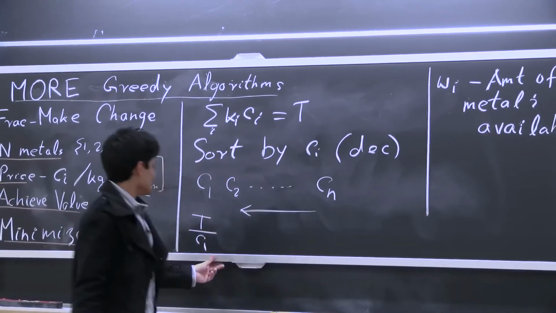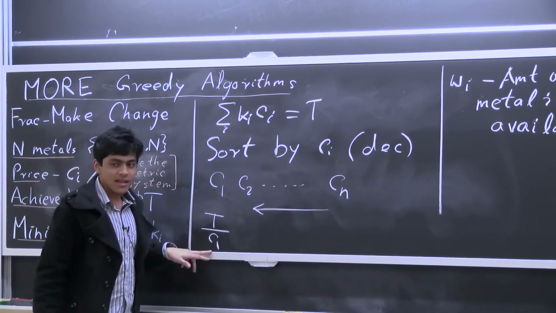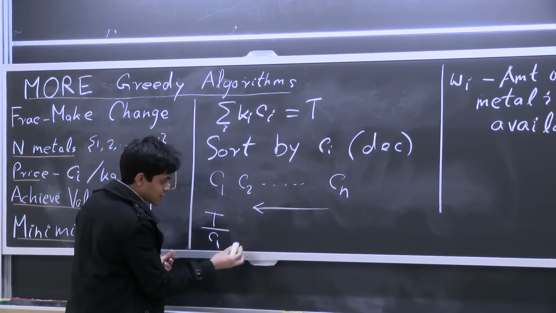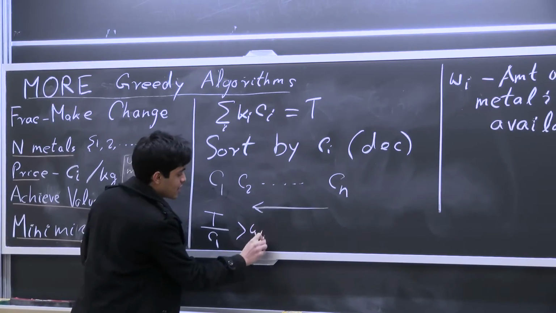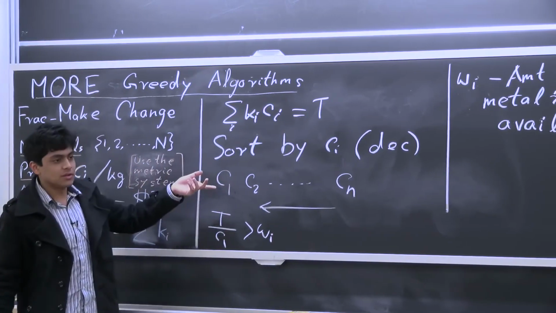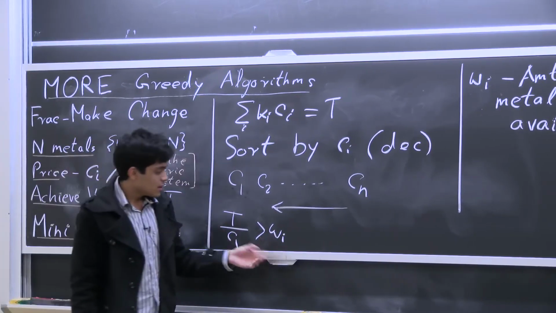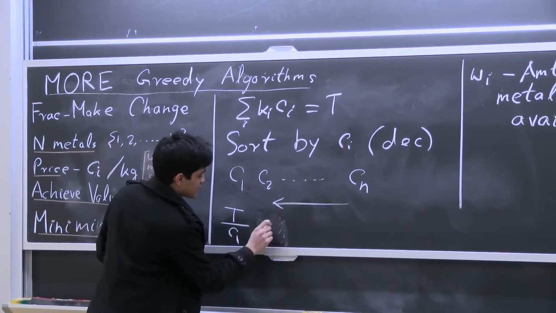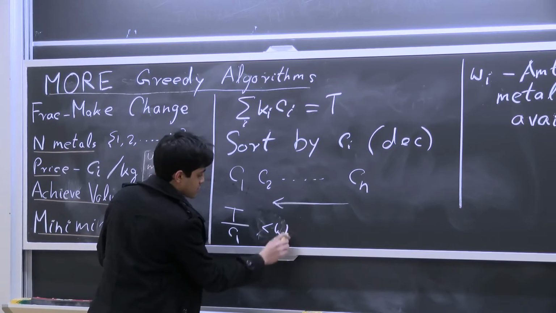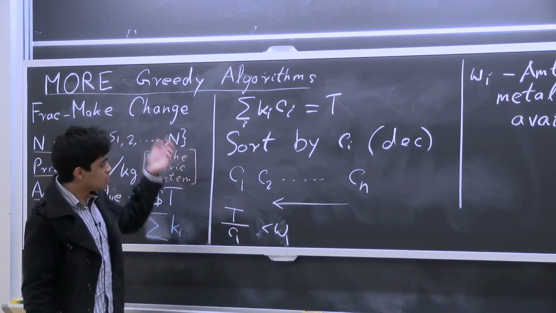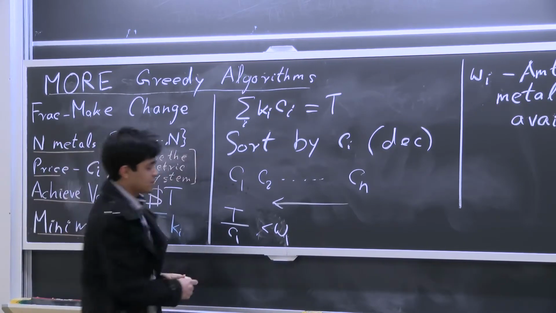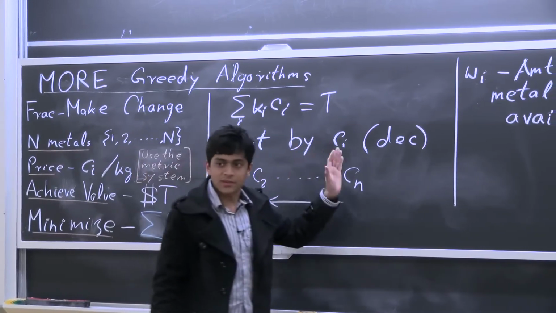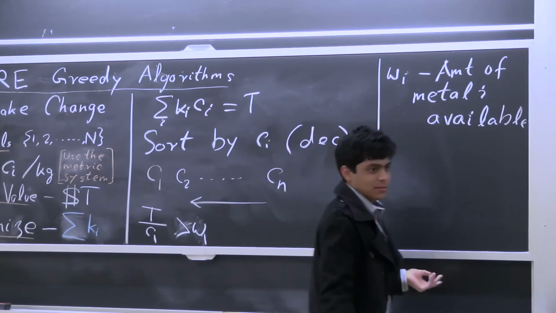So you look at T over Ci, and if T over Ci is less than Wi, then you just use the amount you need to construct T, and you're done. Otherwise, if it's greater than Wi, you use all of it. And then you move on to the next one, and so on. So that seems pretty intuitive.